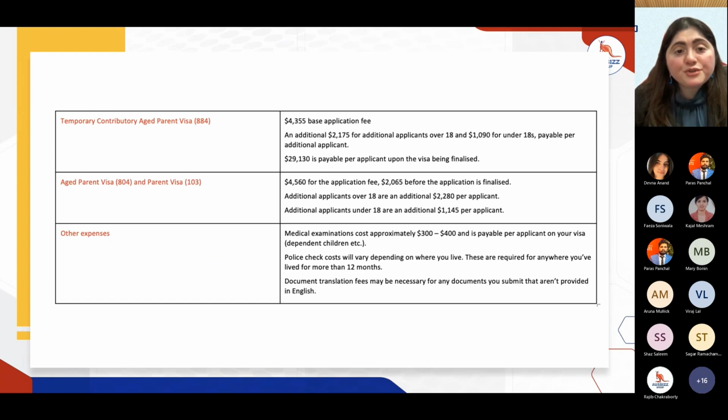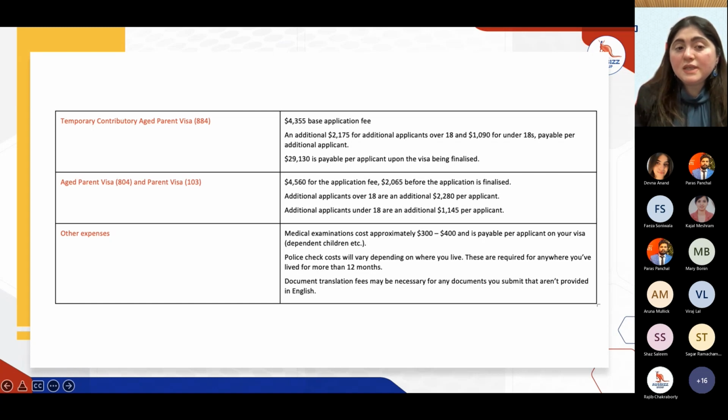The temporary contributory aged parent visa has got a different fee structure. So main application fee 4,355, and you pay the additional fees plus 29,130 per applicant upon the visa being finalized. Because it's a temporary contributory aged parent visa, you can see the fee is half of the lump sum amount, which is 43,600.